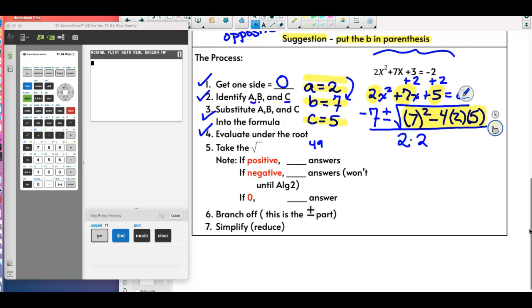Minus, and then 4 times 2 times 5 will be 8 times 5 or 40. And I know that under that root is a 9. If your arithmetic is a little rocky or if the numbers get big, that's when we'll go use our calculator.